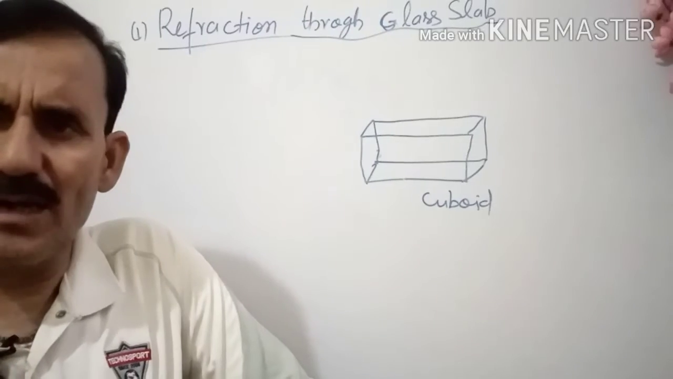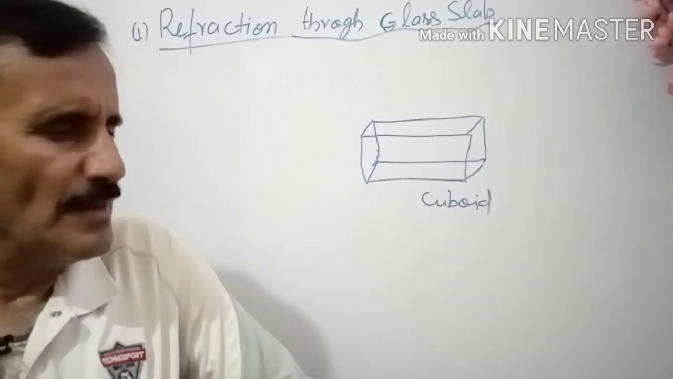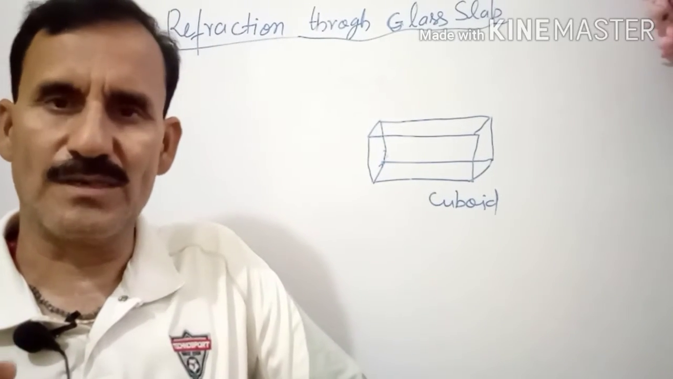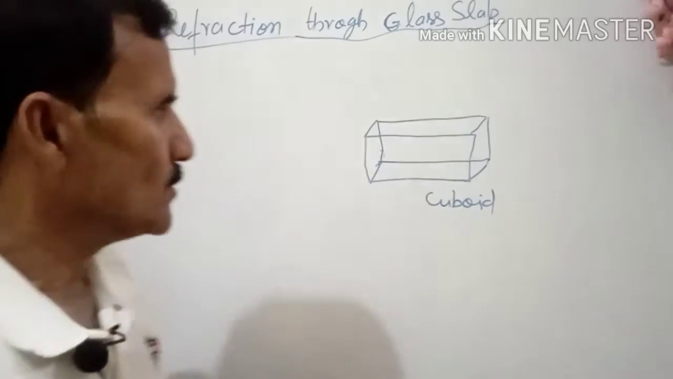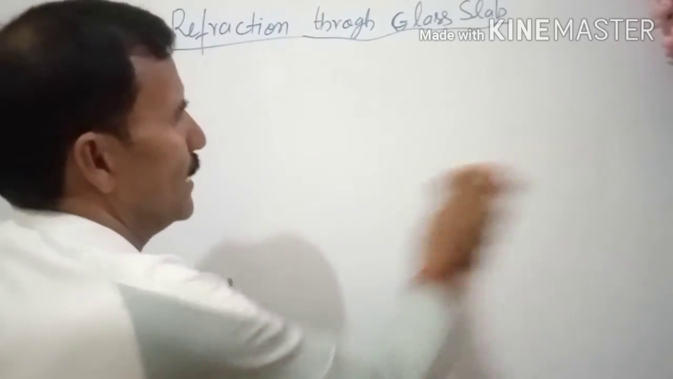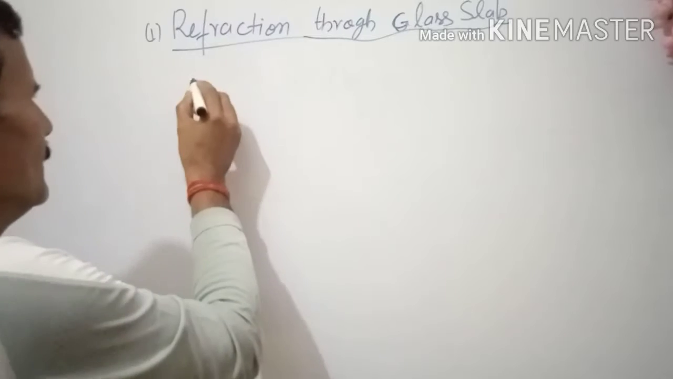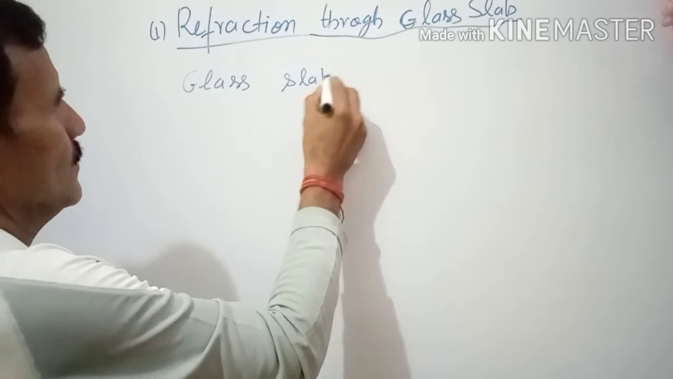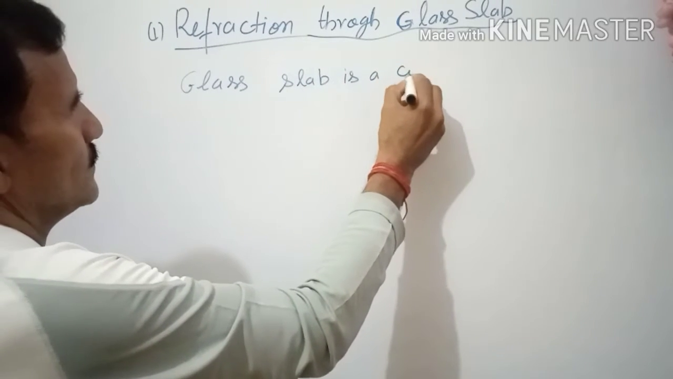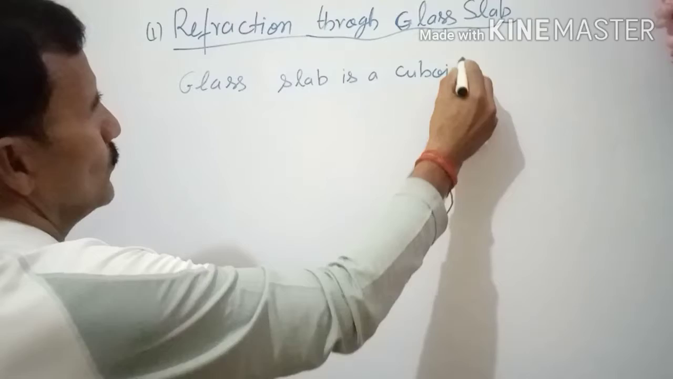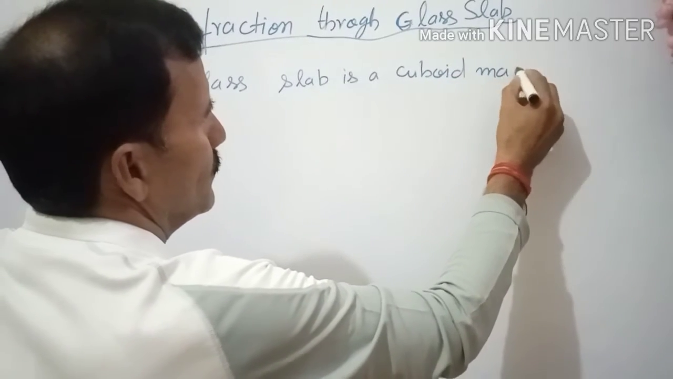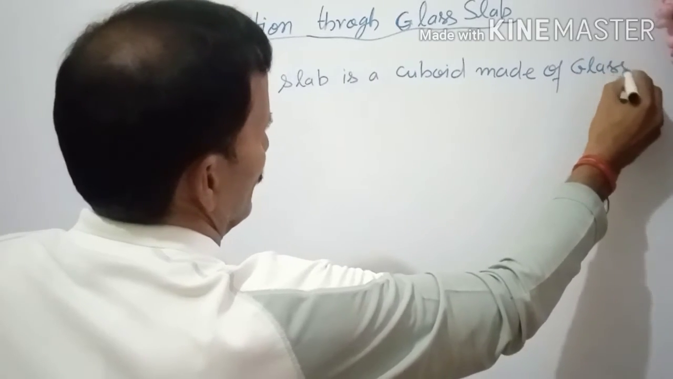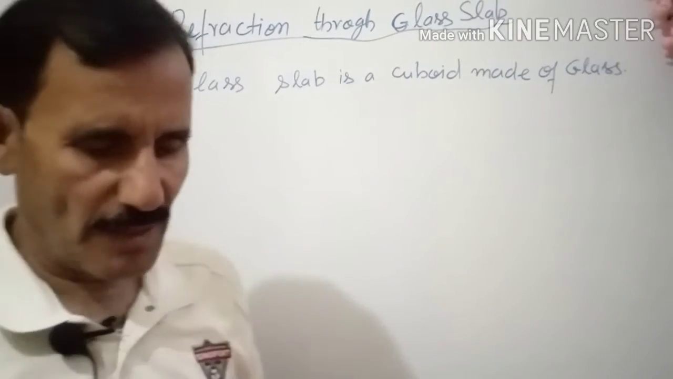Basically in physics experiments we take glass, flint glass and crown glass. So this is a glass slab. What is a glass slab? A glass slab is a cuboid, as you know in math, made of glass. So nothing to worry about the glass slab.